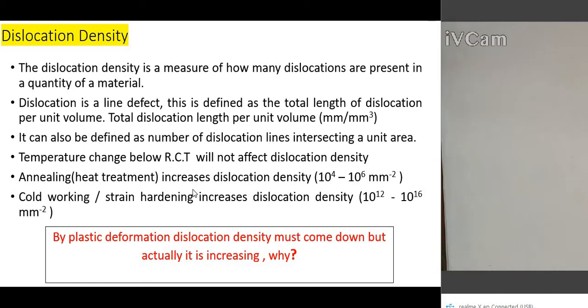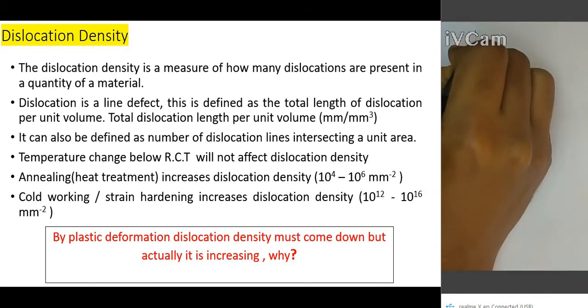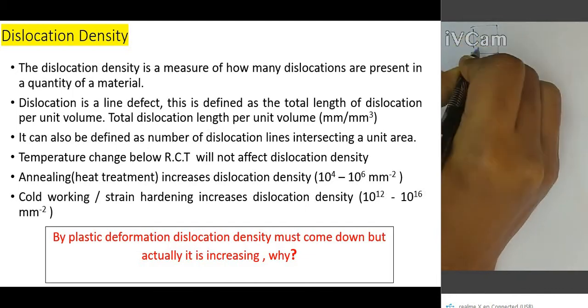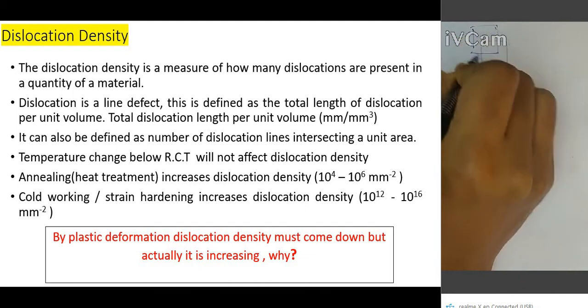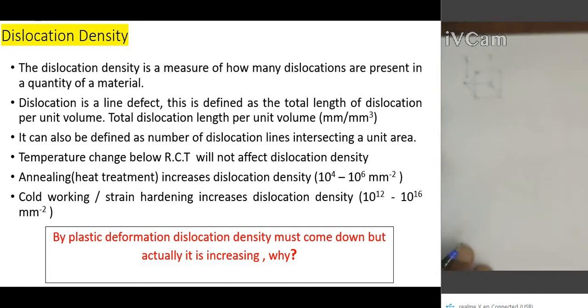So this dislocation density is a very important term in crystal deformation. Dislocation density is the measure of how many dislocations are present in a quantity of material. For example, I am taking a particular amount of material. And what is the total amount of dislocation?